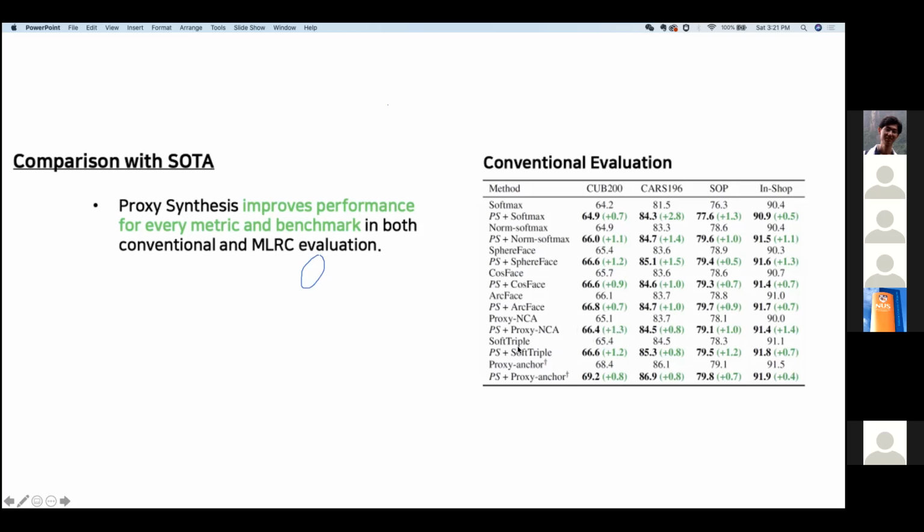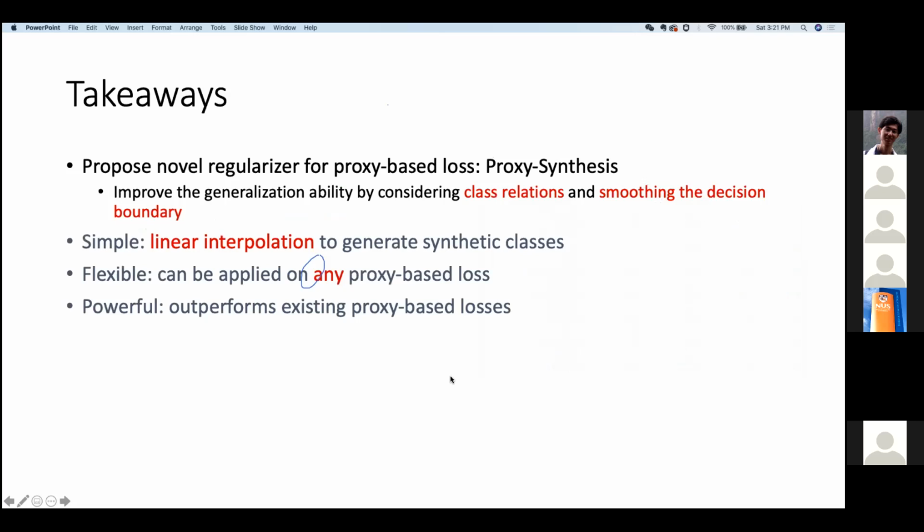Okay, let's keep continuing. So again, I list out the contribution here. They propose proxy synthesis. They say it has the effect of smoothing the decision boundary. It is simple, flexible, and powerful. I think Ruofan has made it very clear what the proxy synthesis looks like. The proxy-based approach is very straightforward, and it definitely makes the triplet loss an obsolete approach, and that has been shown by a lot of the findings here.